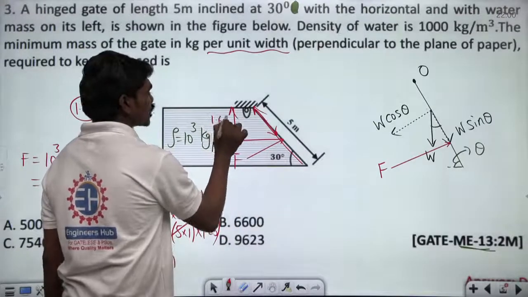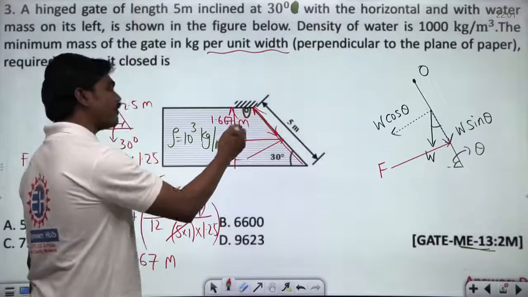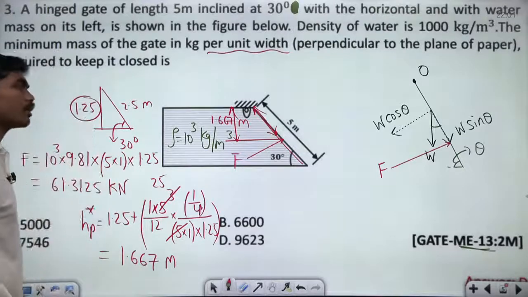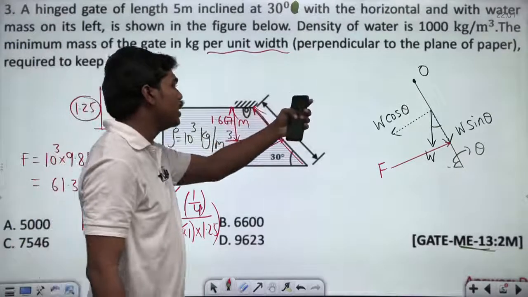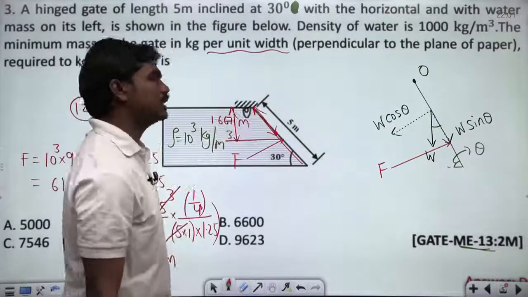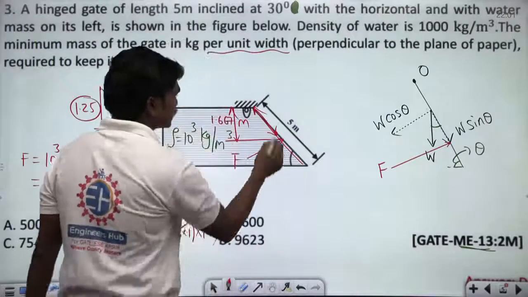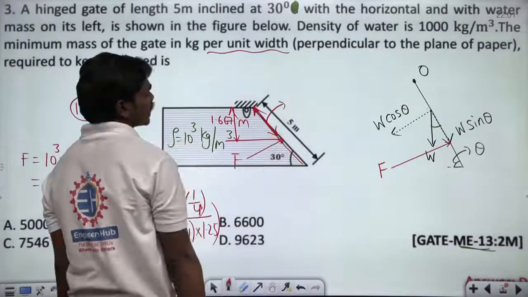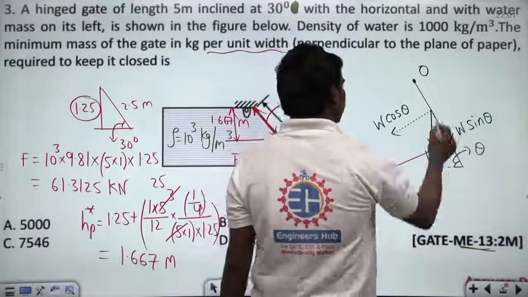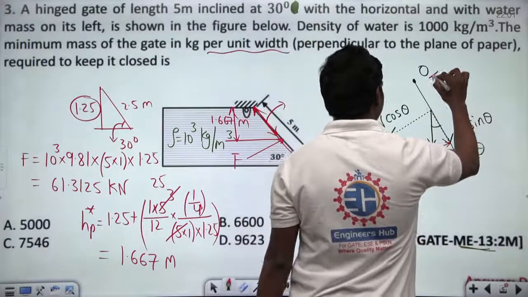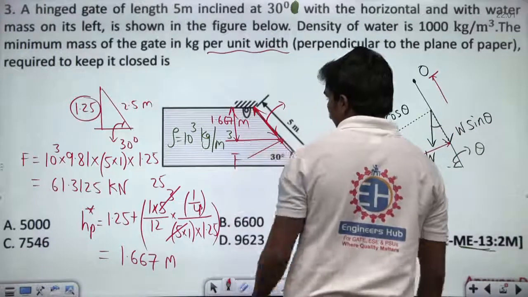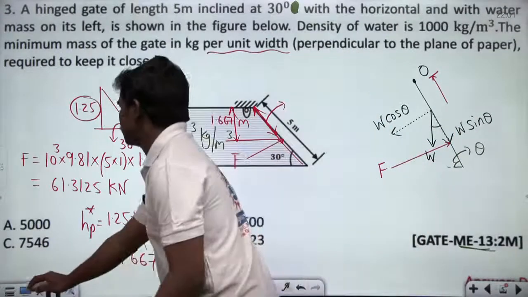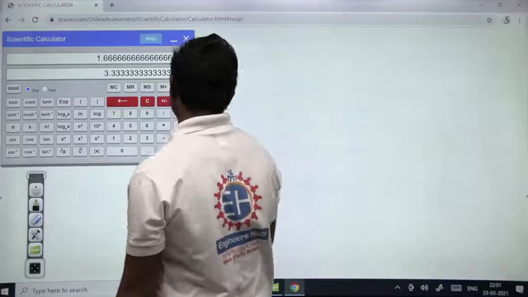So the center of pressure is at 1.667 meters, and obviously it will be more than 1.25 because the center of pressure always lies at a location below the centroid. So if this height is 1.667, then what about this length? This is sin 30, so this will be double of this, correct? So this force acts at a distance of double this 1.667. If you multiply this with 2, then you have 3.33.